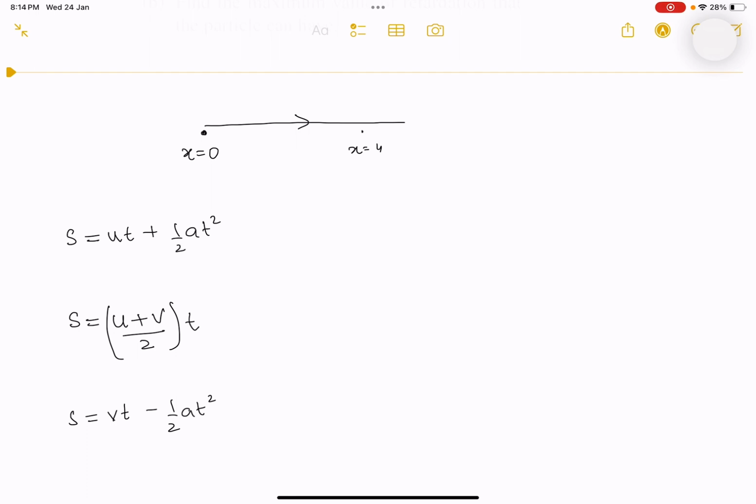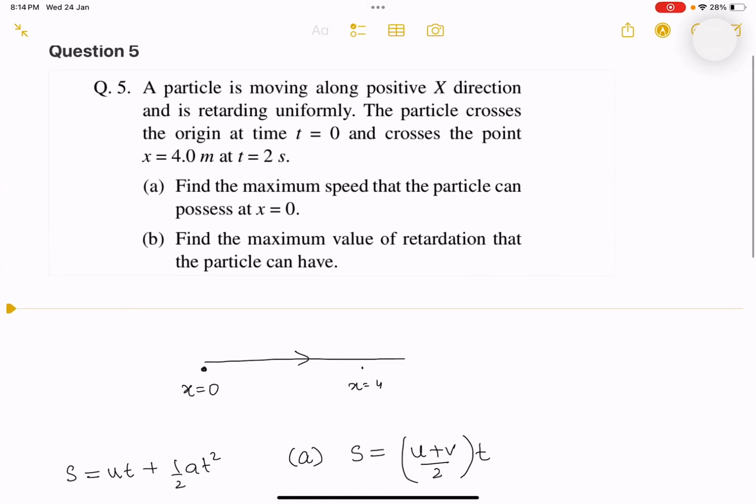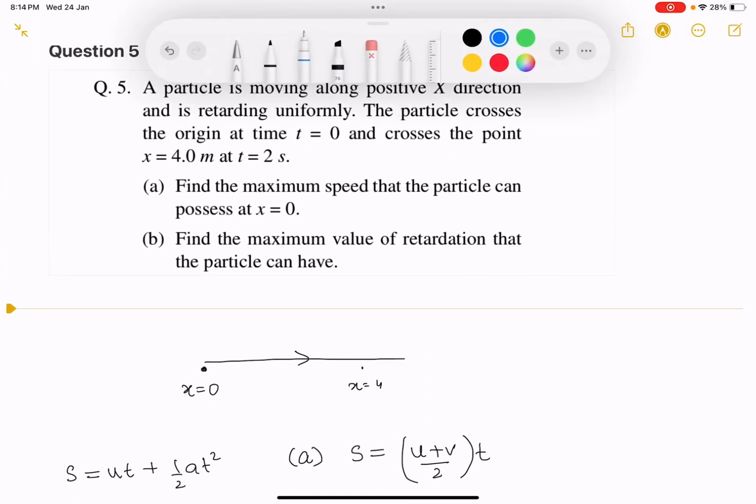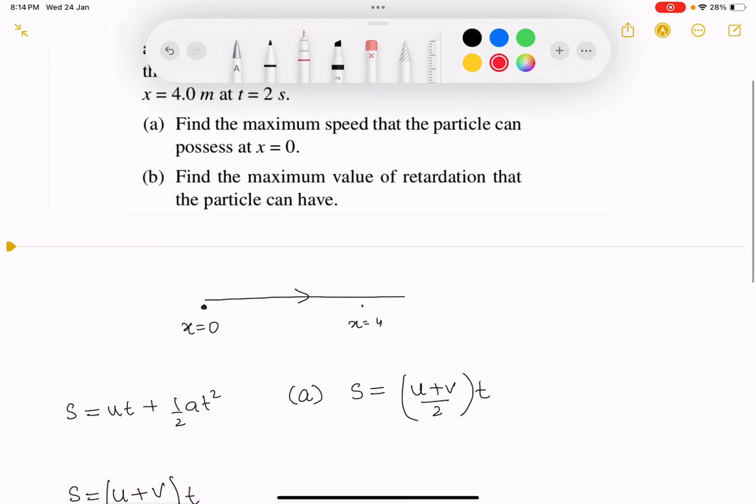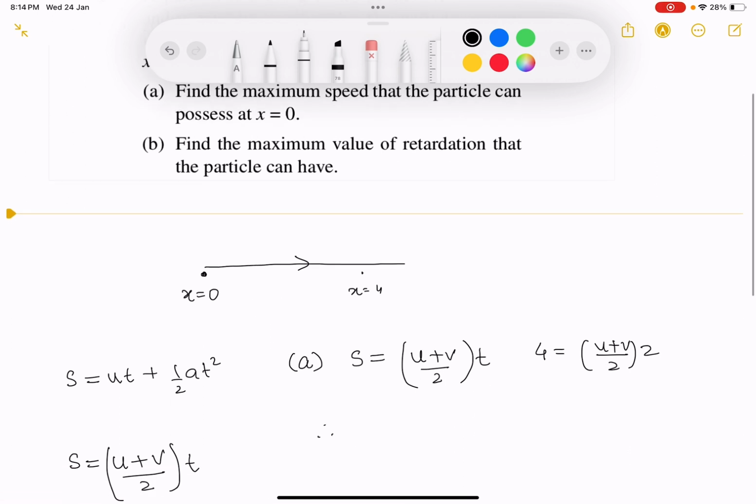Now, for the part A of the question, we will use this formula s equals (u plus v) by 2 into t. You have to understand that the value of s and t is given in the question. The value of s is given as 4, t is given as 2. So when we substitute, we will get 4 equals (u plus v) by 2 into 2. This gives me u plus v equals 4.